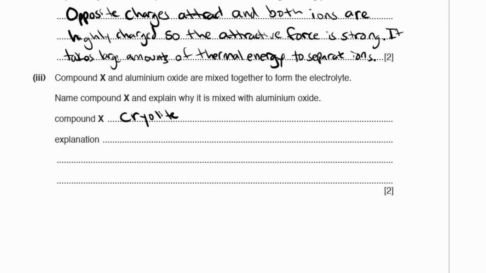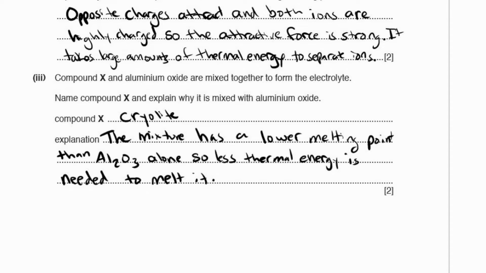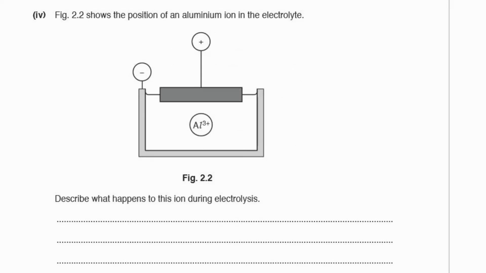If it has a lower melting point, that means less thermal energy is needed to melt it. Okay, so the mixture has a lower melting point than Al2O3 alone, so less thermal energy is needed to melt it. It doesn't take as high a temperature to melt it.